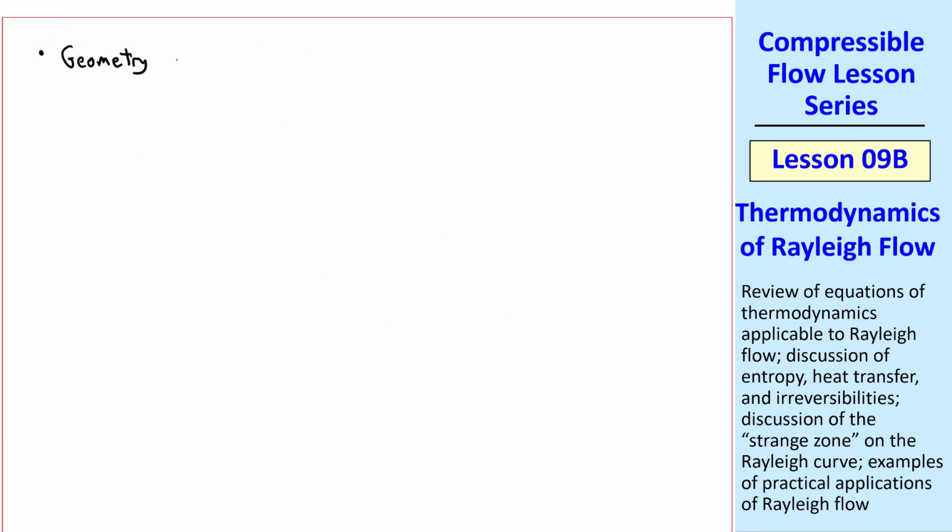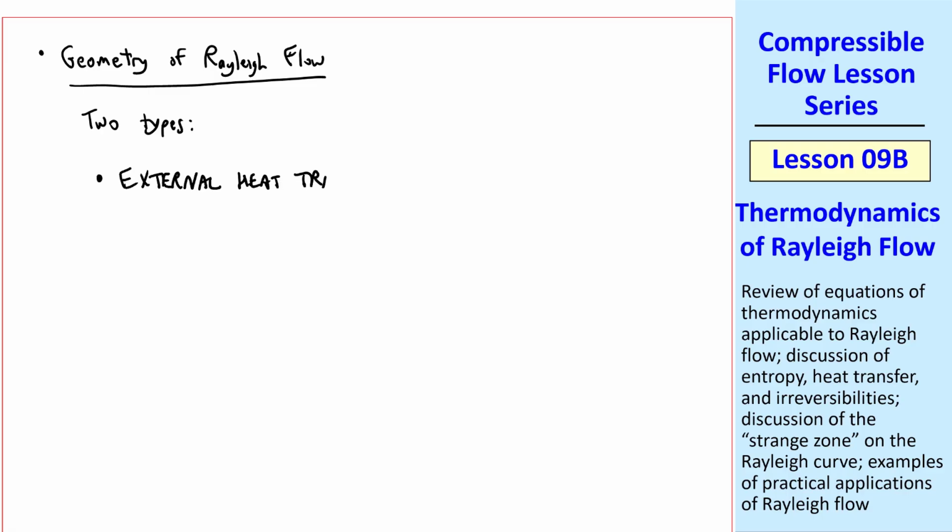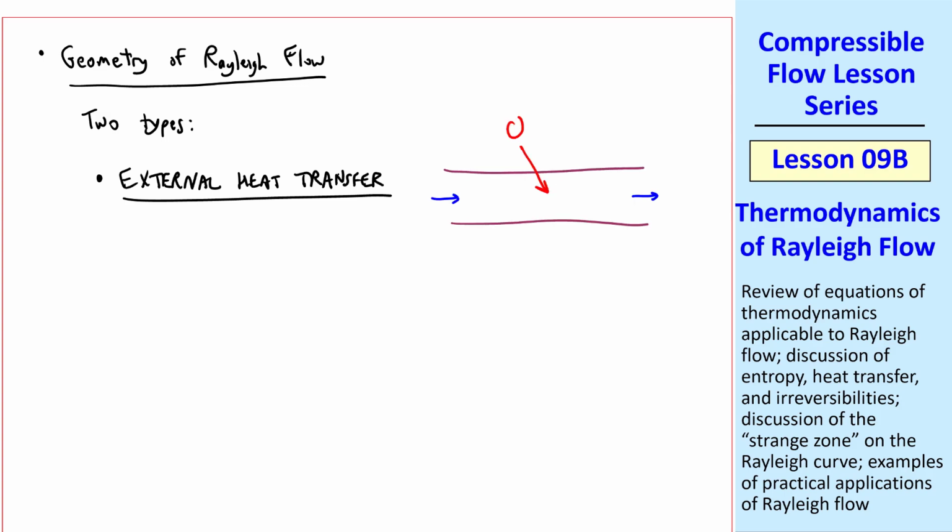I want to briefly mention the geometry of Rayleigh flow. There are two types: external heat transfer, which is the case we've been sketching, where heat comes in from the outside. For example, in a heat exchanger, where the fluid out here is very hot compared to the gas flowing in the tube. I drew this with one location of heat transfer, but it can also be distributed over some length of the pipe. The length is irrelevant since we're neglecting friction, but in real life, this needs to be a fairly short tube where friction starts to be important.